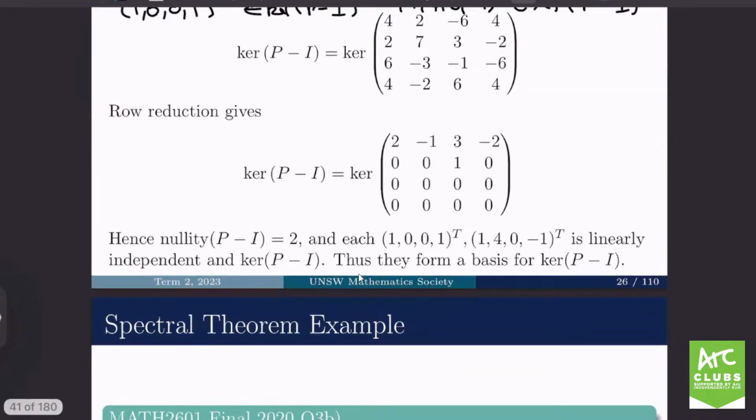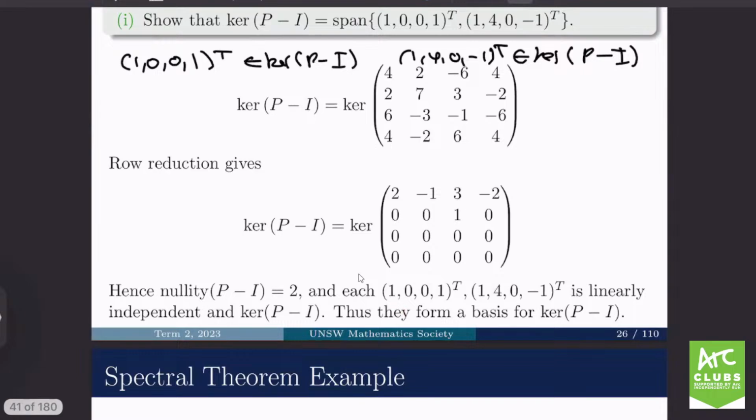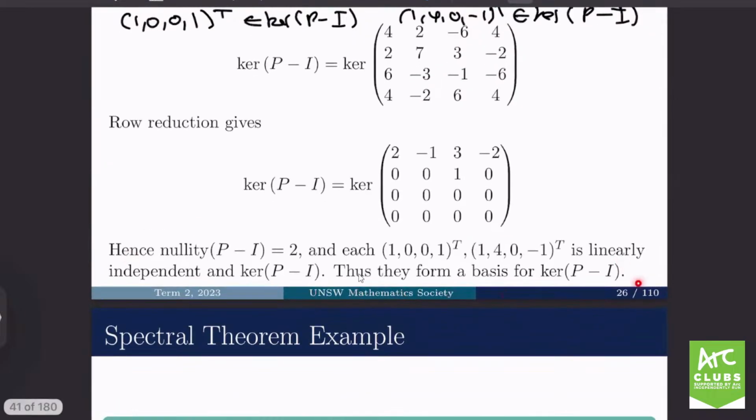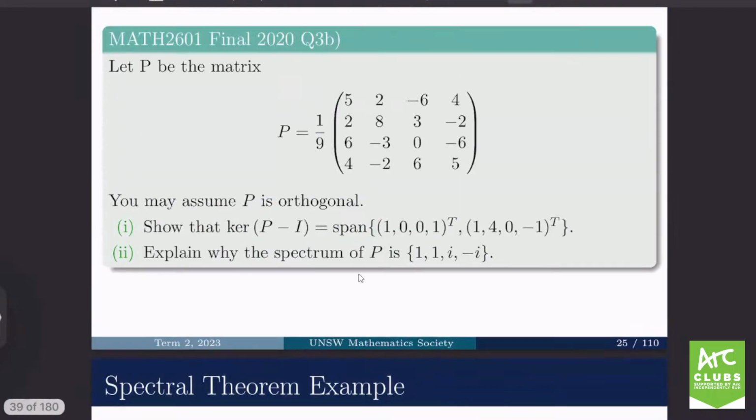We can confirm that by looking at our matrix here: the nullity of this is 2. Each of these two vectors is an element of the kernel, and we could check that by multiplication, and we'll see that we get that they're elements of the kernel. Because they're linearly independent, they form a basis for the kernel of P minus I. Alright, so let's see what we've done. This is saying that these two are eigenvectors with eigenvalue 1.